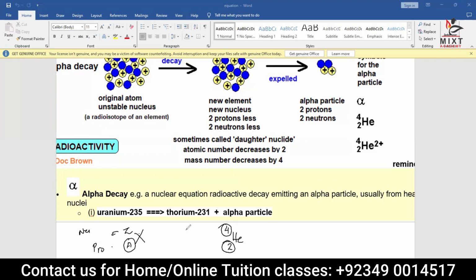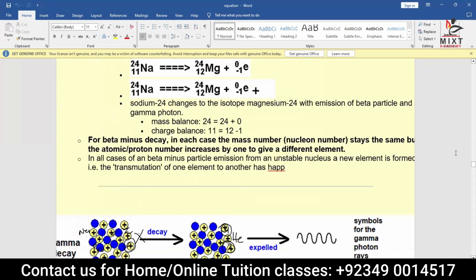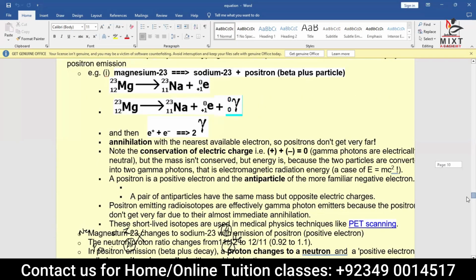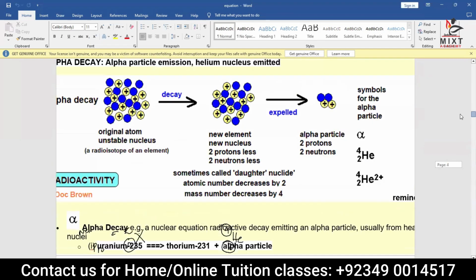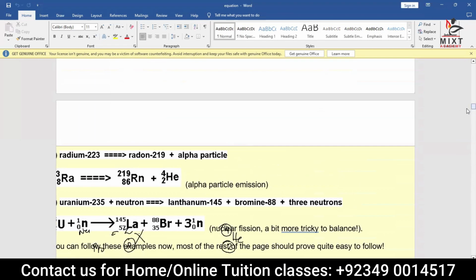So first write down, don't write this X or Y, just write it down. When alpha decay happens from an element, the proton number of the element is reduced by 2 units and the nucleon number will be reduced by 4 units.